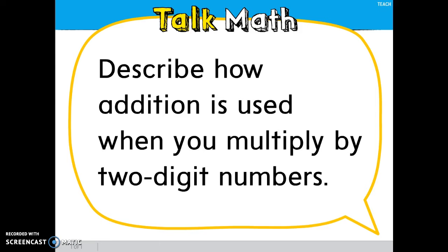The question that you need to be ready to answer when you meet with the teacher for today is, describe how addition is used when you multiply two-digit numbers.